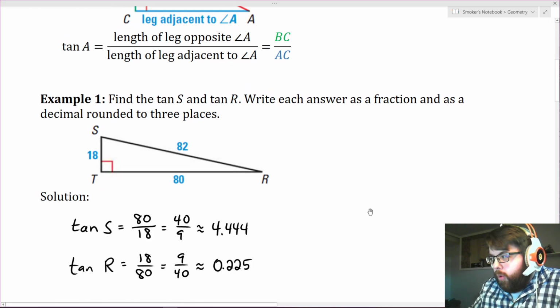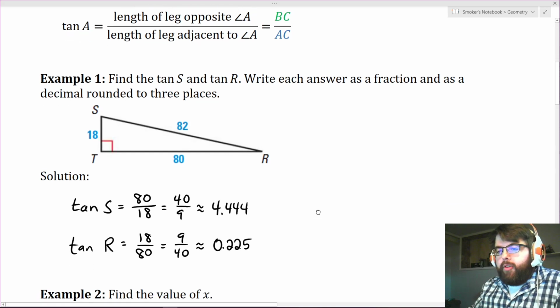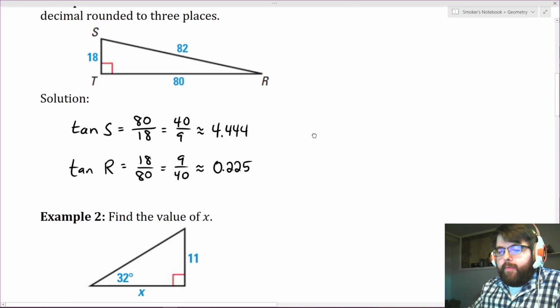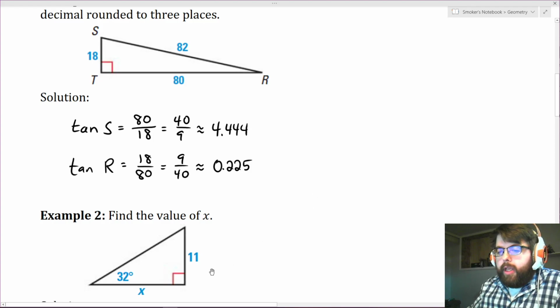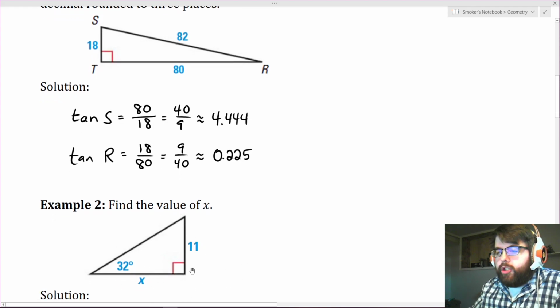Why is this helpful? Well, you'll see in example 2 that sometimes when we're given a right triangle, we're given an angle, we're given a side, but we're missing another side. Tangent enables us to find the value of x in this scenario that I'm showing in example 2. We don't know this side length. We do know this, and we do know the angle. And now we're able to find this side length from these two pieces of information, an angle and a side.